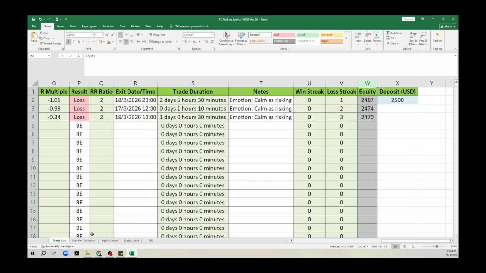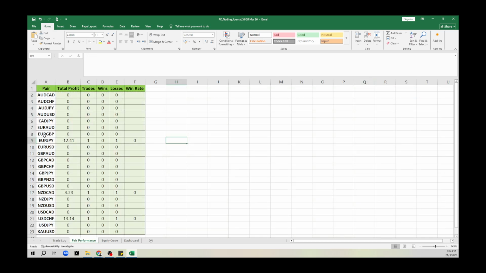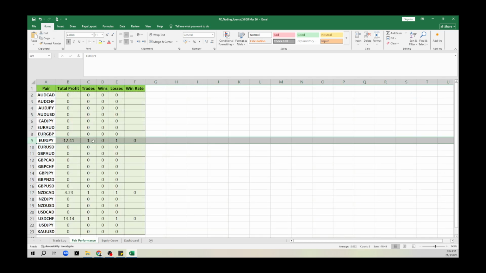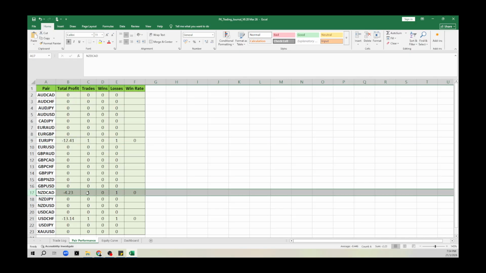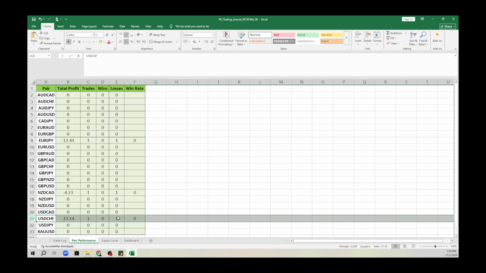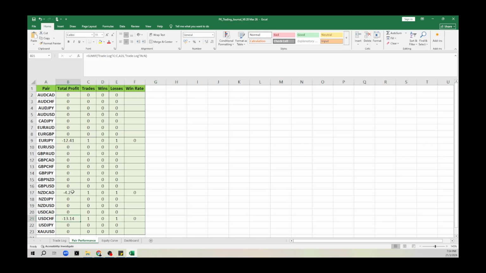The first 3 trades were a loss, and therefore you can see that Euro JPY has updated as 1 trade taken, and that was a loss. NZD, 1 trade taken, and that was a loss. USD CHF, 1 trade taken, and that was a loss. And how much in total did you lose? So it's giving this data for you.